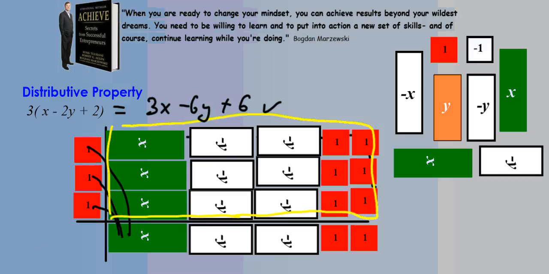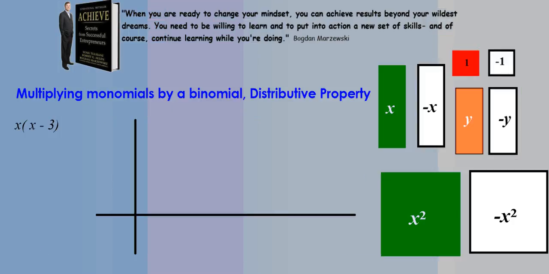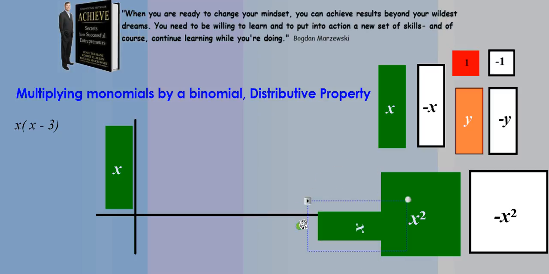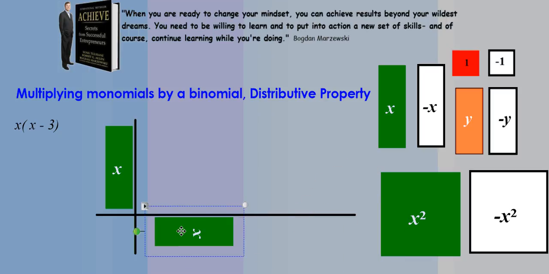So let's go and do one more question. Multiplying monomials by a binomial we call the distributive law. So similar case, but now we have variables on each side. So 1 x tile goes right here. And the second tile, I need to rotate it. So this is x and 3 negative units.